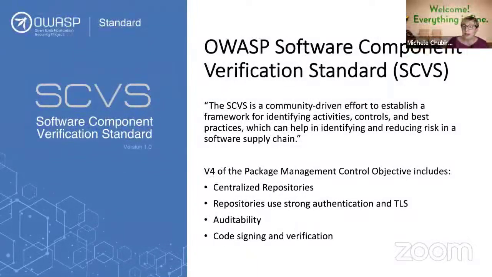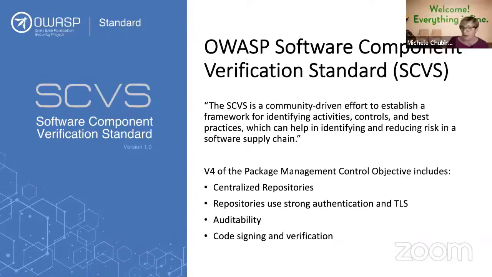I know everybody's talking a lot about components right now, right? Everybody's nervous because of the supply chain attacks and some of the elements that I've talked about. OWASP has a software component verification standard. It's a community effort like all other OWASP efforts, and it helps you in identifying and reducing risk in a software supply chain. I highly recommend that you take advantage of this, and it gives you a lot of ideas of best practices. It points out good patterns versus anti-patterns.